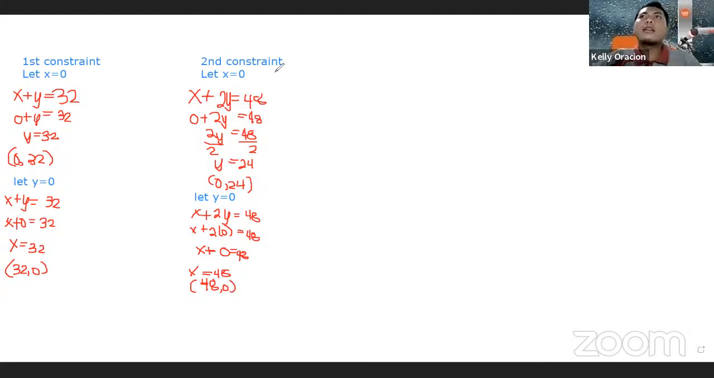Now, diba, we have the corner points, diba? Last time, I have discussed the corner points. So, diretso na tayo dito, no? Sino sa kanila yung pipiliin natin for corner points? Now, since the objective function is maximum, sino sa kanilang dalawa yung pipiliin natin?